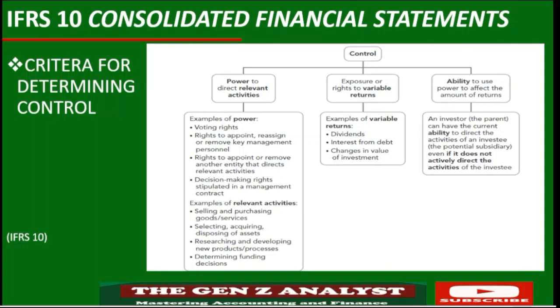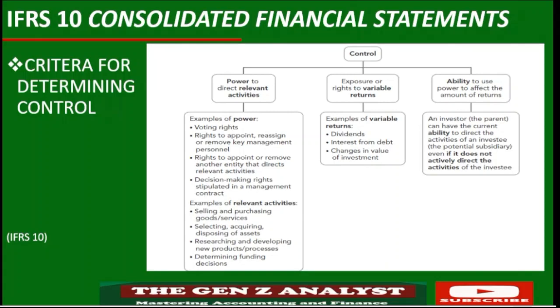Now, examples of relevant activities. What are some of the examples of relevant activities that we have? We have selling and purchasing goods and services, selecting, acquiring, and disposing of assets, researching and developing new products or processes, etc. Then the second criterion is the exposure or rights to variable returns. And as I mentioned, an example of a variable return is dividend. Another one is interest from debts or changes in value of investments. That is kind of capital gains.